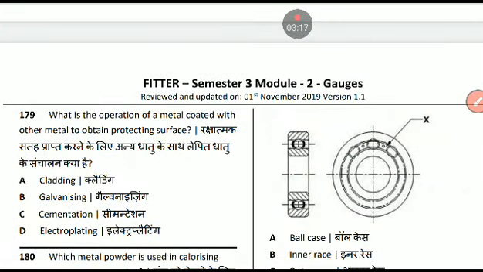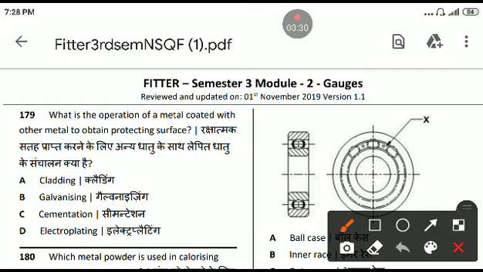What is the operation of metal coated with other metal to obtain protecting surface? Option A cladding, option B galvanizing, option C cementation, option D electroplating. Electroplating. Option D.